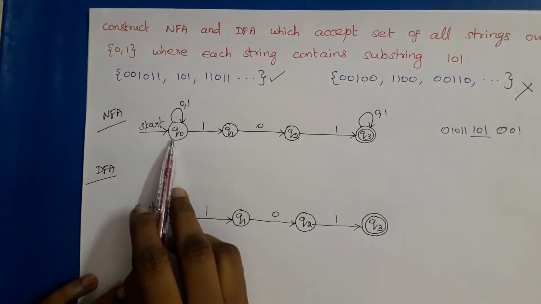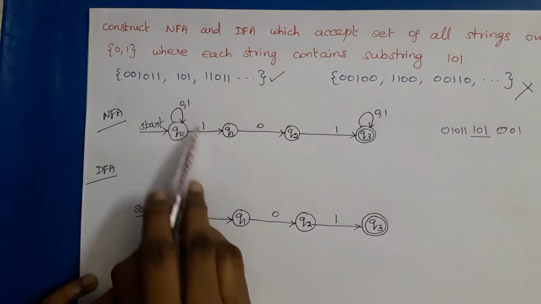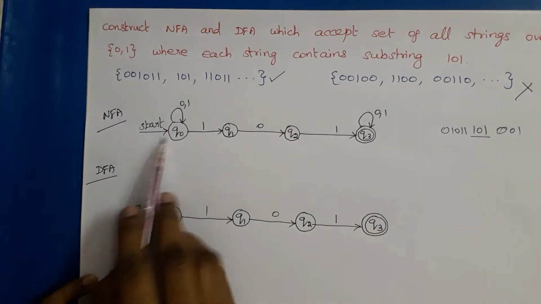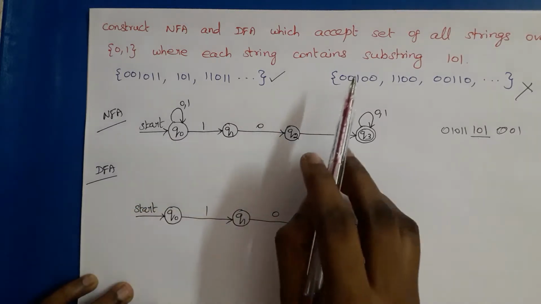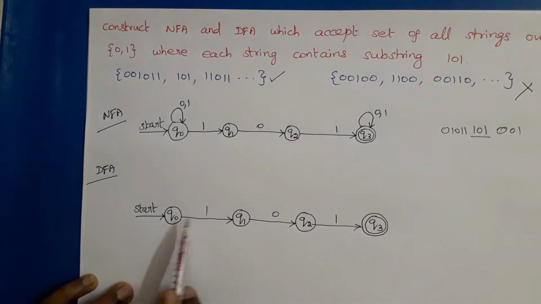And here, the NFA has two transitions for state 1 in Q0. This is not possible in a DFA. So in the DFA for the substring, if in Q0 the input symbol is 1, the state should change to Q1, because we need to reach the final state. So we can reach Q1 after recognizing 1.